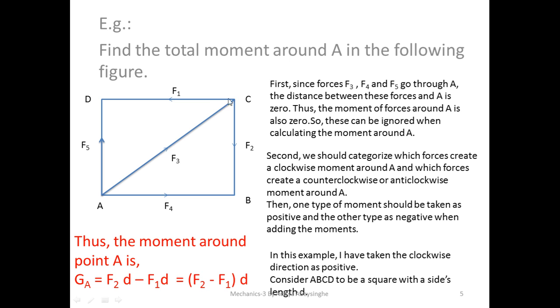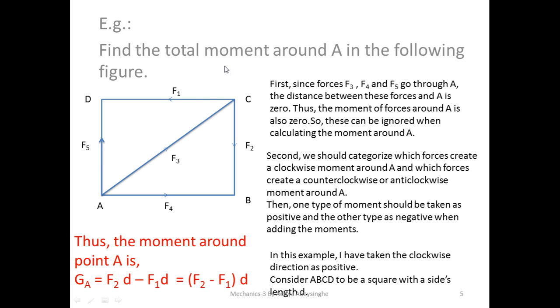Actually I'll take this to be a square, so it's easy to calculate. So the distance between the force F1 and A is the length of one side of this square. F1 is in this direction and it creates a counterclockwise or anti-clockwise moment around A, because if you drag this force here, it creates a force like this in this direction.